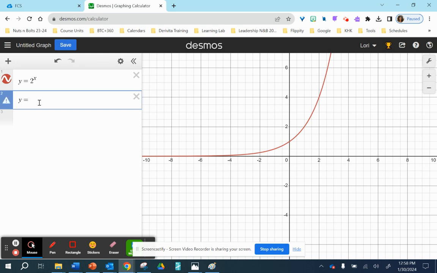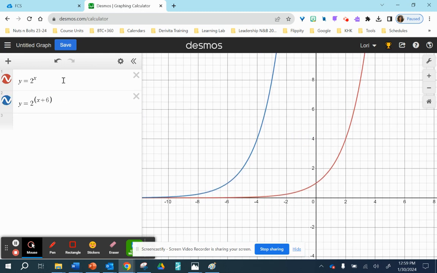So y equals, and now watch very carefully. I'm going to do shift 6. Now here's the deal. My exponent is x minus -6, which is x plus 6. I must use parentheses, so I tell the cursor that I want this entire expression to be a part of the exponent. If we don't use parentheses, it's going to put plus 6 alongside here.